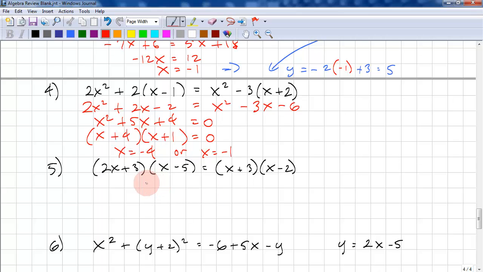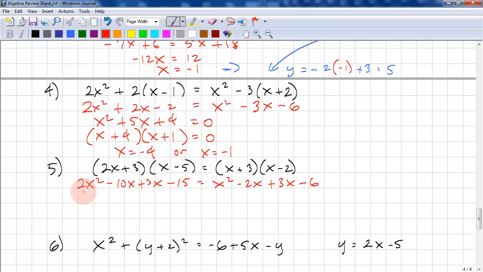Next question. We need to expand on both sides, and the popular way to call this is FOIL. So first, 2x times x. Outside, 2x times negative 5. That's negative 10x. Inner, plus 3x. And last is negative 15. Same thing on the other side. X squared, negative 2x. Inner, positive 3x. Last, we have negative 6.